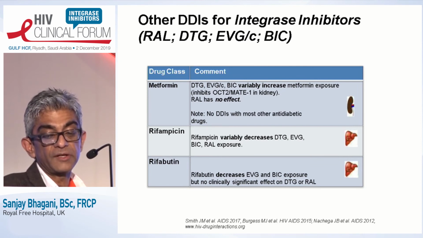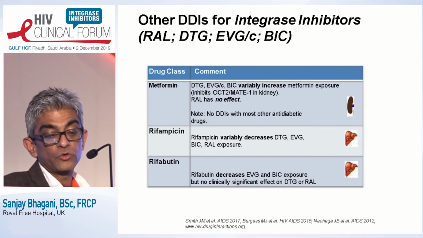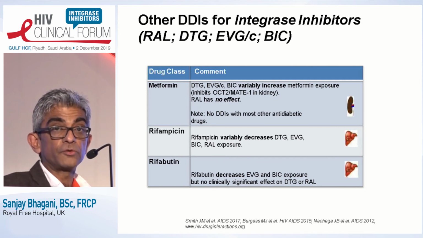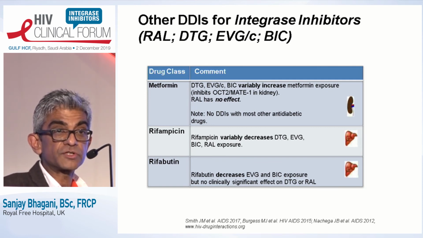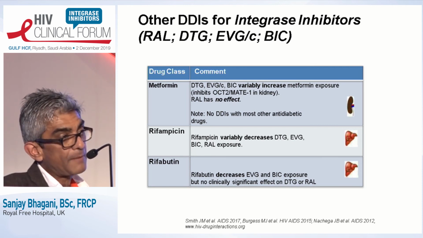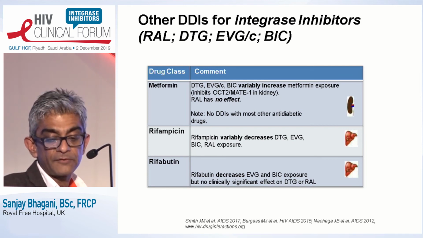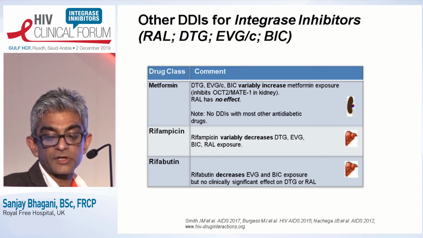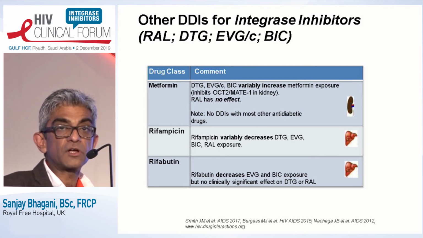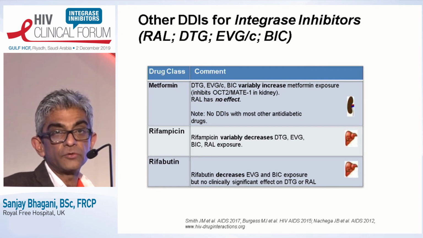So one of those is metformin. Dolutegravir, bictegravir, and to a certain extent elvitegravir variably increase metformin exposure. So type 2 diabetic patients, you just need to be careful about the metformin dose, but no DDIs with most other anti-diabetic drugs. Rifampicin has a major issue. Rifampicin variably decreases dolutegravir, elvitegravir, bictegravir, and raltegravir exposure. And for some of these, you cannot overcome this by increasing the dose of the integrase inhibitors.